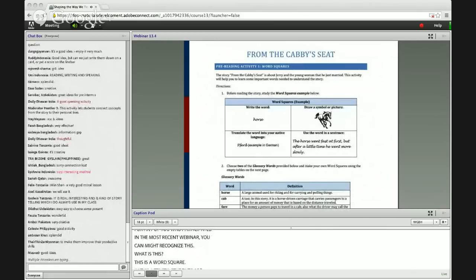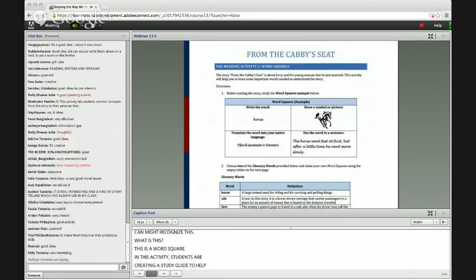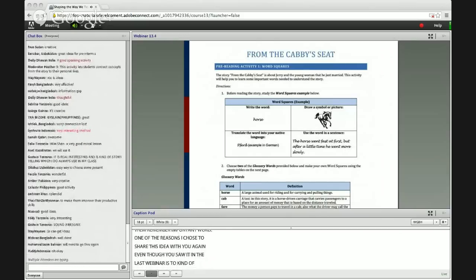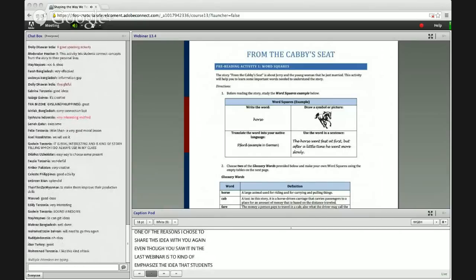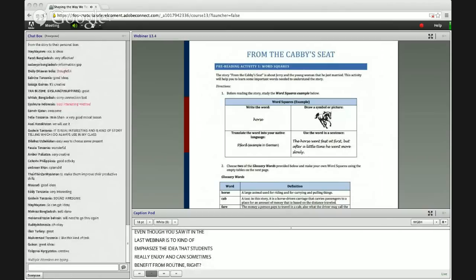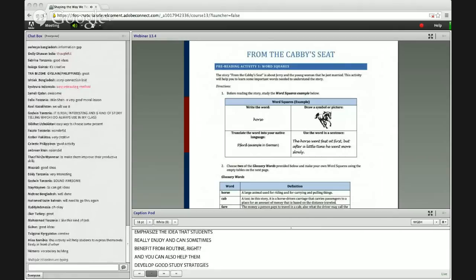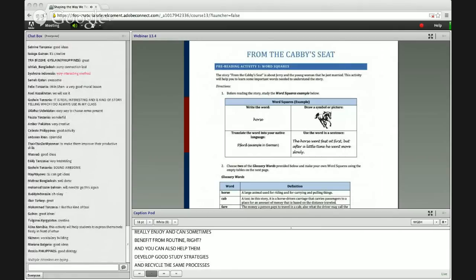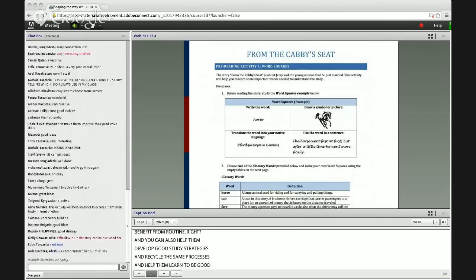So one of the reasons why I chose to share this idea with you again, even though you saw it in the last webinar, is to emphasize the idea that students really enjoy and can sometimes benefit from routine, right? And you can also help them develop good study strategies and recycle the same processes and help them learn to be good self-studiers by using some of these same activities multiple times.